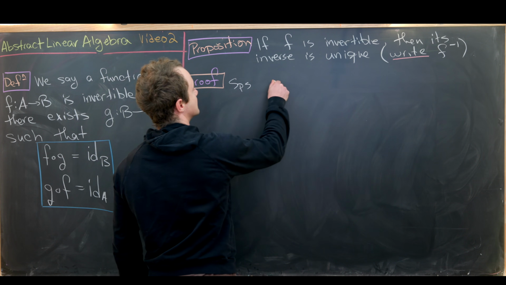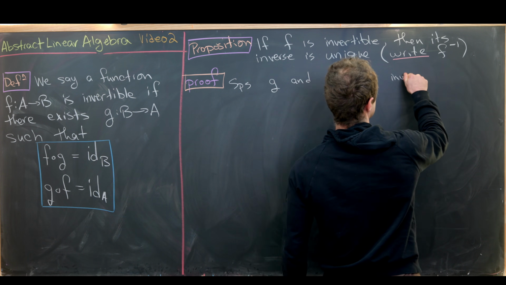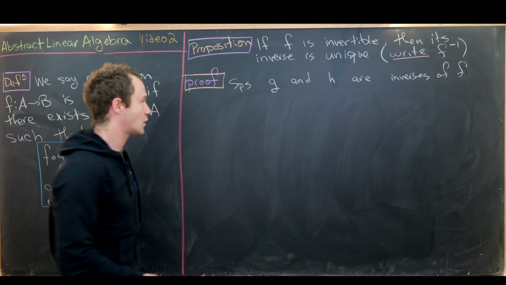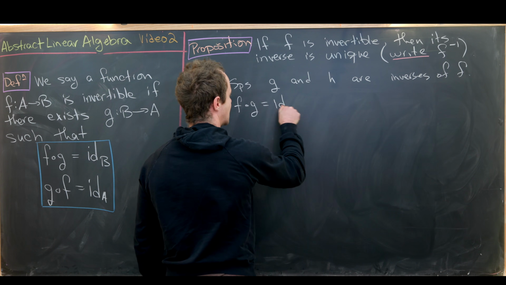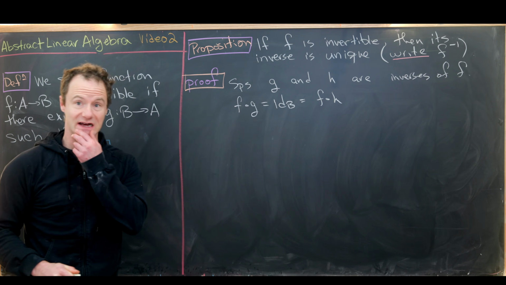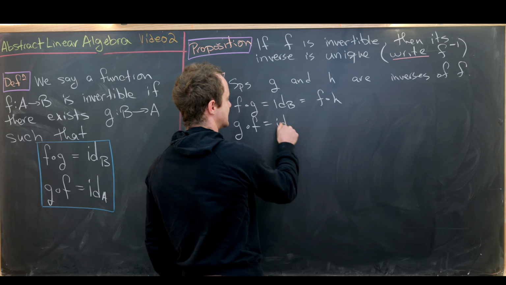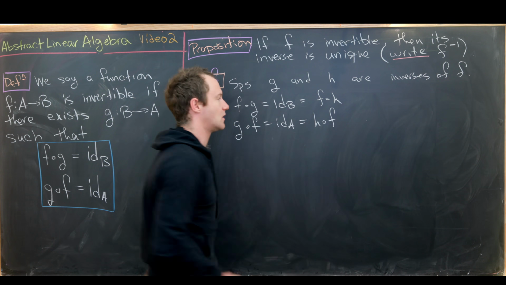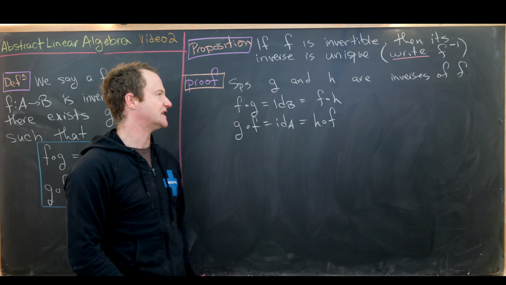So let's suppose that g and h are both inverses of f. Okay, so that gives us quite a bit of information. That tells us that f composed with g is equal to the identity on B, and f composed with h is also the identity on B. Furthermore, g composed with f is the identity on A, and h composed with f is also the identity on A. Okay, so we want to get to the point where g is equal to h.